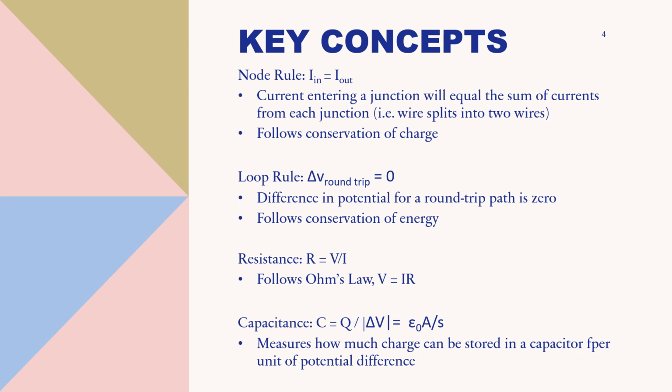And lastly, capacitance, which equals Q over the absolute value of delta V, which also equals epsilon naught times area over separation. And this measures how much charge can be stored in a capacitor per unit of potential difference.